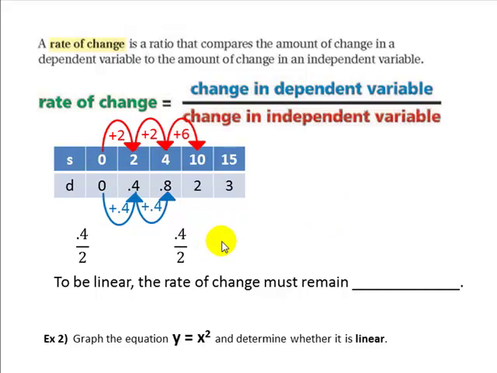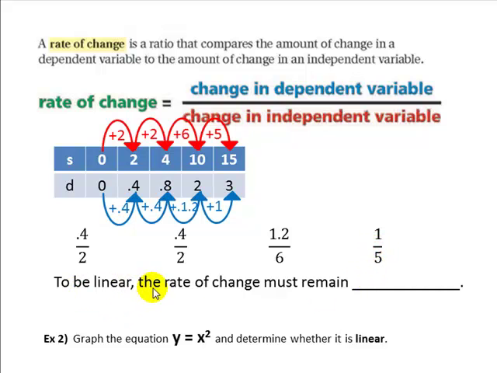If we look at the next one, 4 to 10, it gives us an increase of 6. The distance increases by 1 2/10 there. And if we look at the change in the seconds in the last one, from 5 to 10 it went up 5. The distance went up by 1 there, so the dependent variable on top changed by 1 when the independent variable changed by 5.